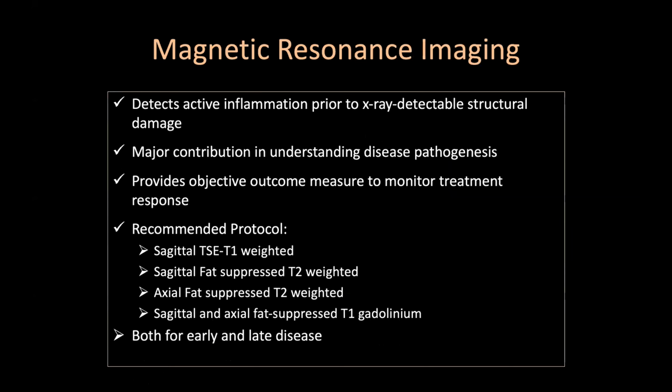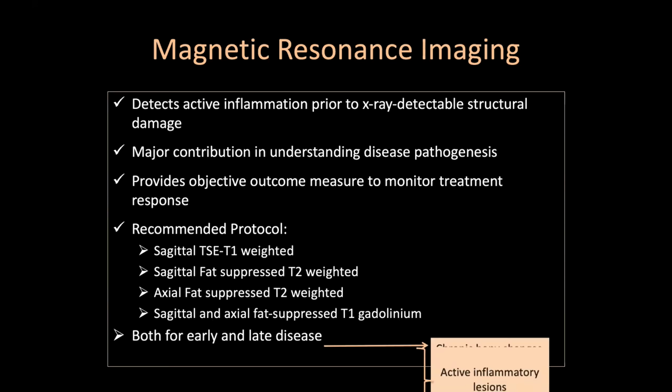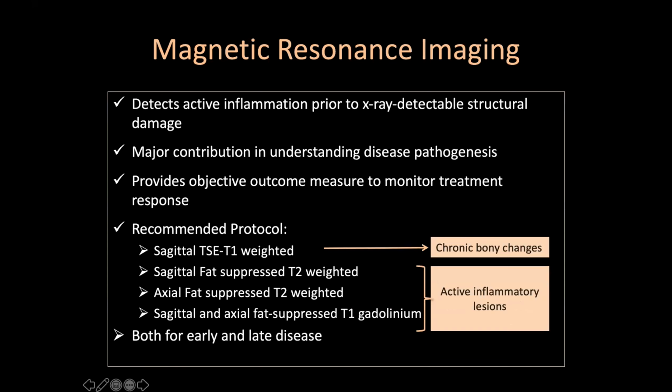For MRI, MRI is now probably the gold standard for the diagnosis and assessment of patients with spondyloarthritis. Usually, it is recommended to use an MRI that is contrast enhanced. The sagittal T1 images are good to detect chronic bony changes.